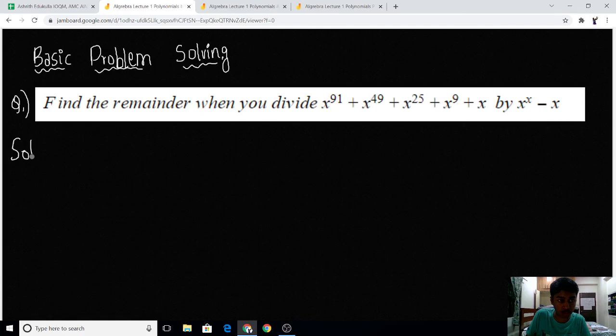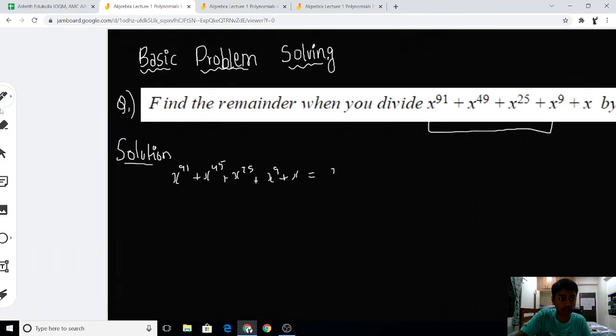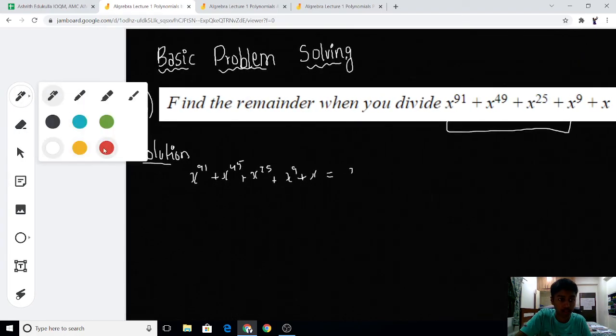So the solution. If you look at the division algorithm, this part is the dividend. I'm going to write it here: x power 91 plus x power 49 plus x power 25 plus x power 9 plus x, equals the division algorithm. Oh, sorry guys, there's one mistake in the question. Really sorry about it.